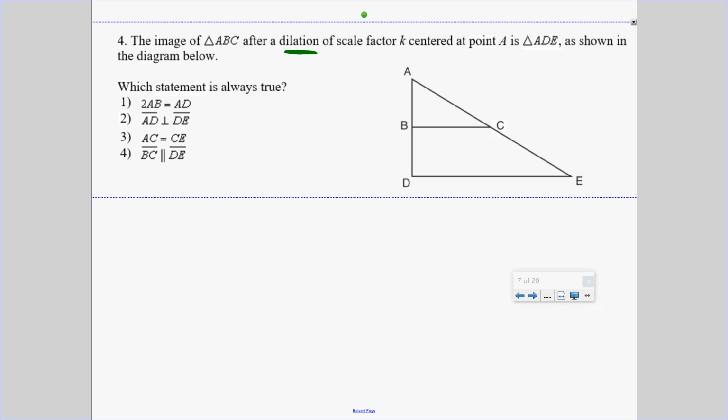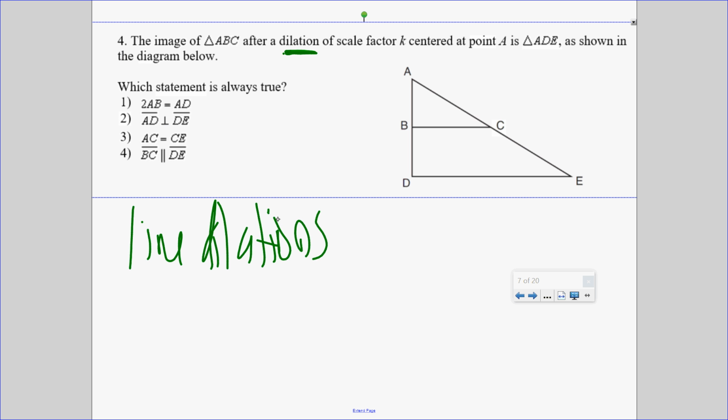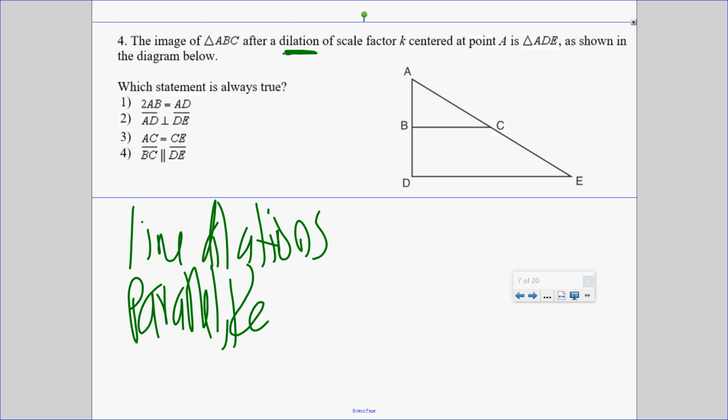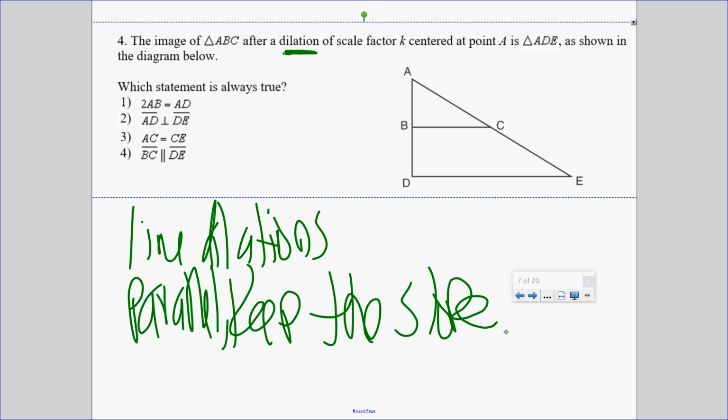Dilation. We have lines going on here. So, line dilation, parallel, keep the slope. It doesn't tell us what the scale factor is. It says the scale factor is k, which means I don't know what the exact scale factor is.